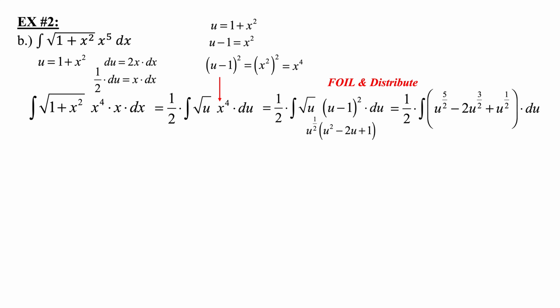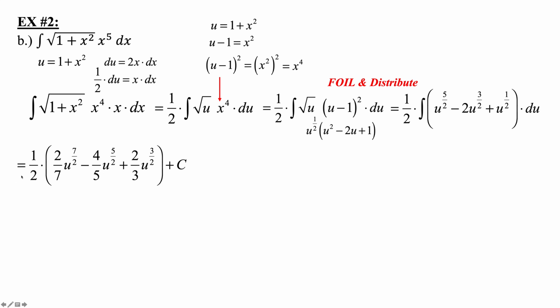Okay, 3 power rules here. So 5/2 plus 1 is 7/2. Flip that to 2/7 times u to the 7/2. 3/2 plus 1 is 5/2. Flip it to 2/5 times 2 is going to be 4/5 u to the 5/2. Then u to the 1/2, add 1, that's going to be 3/2. Flip that, 2/3 multiplied to that u, so that's 2/3 u to the 3/2 power plus c.